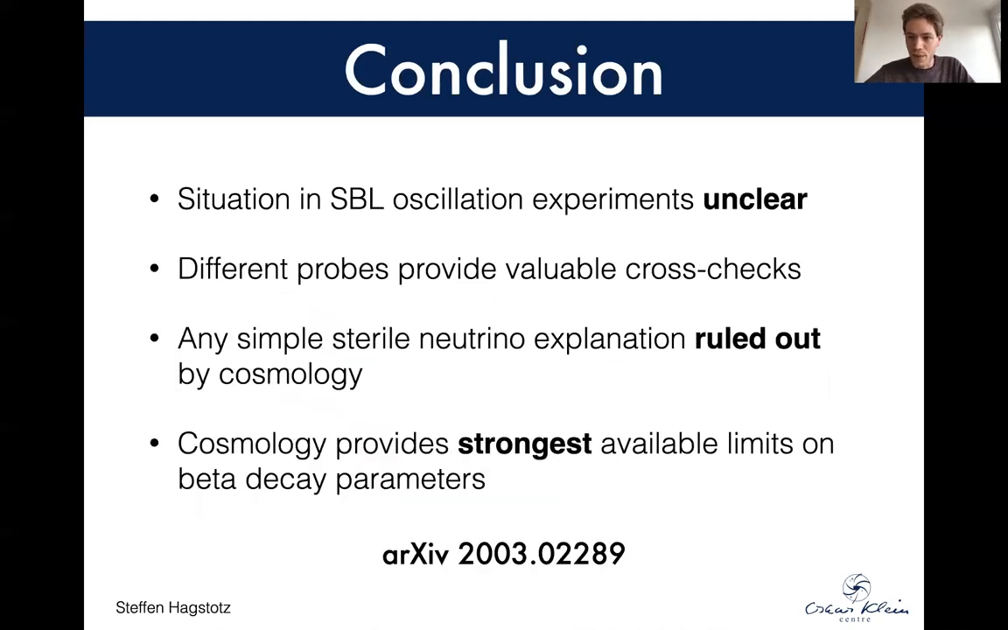All right, so let me conclude. The situation in these short baseline oscillation experiments and in reactors at the moment is very unclear. As I said before, there's no model that can explain all the data right now, and we are not able to find a good global fit to all of the data sets. In such a situation, it's very important to have different data sets, so you can have cross-checks between them. Any simple sterile neutrino explanation for either reactor or short baseline anomalies is convincingly ruled out by cosmology. Any of those sterile neutrinos would have been seen by now by Planck. And cosmology is also able to provide the strongest currently available limits on beta decay parameters.